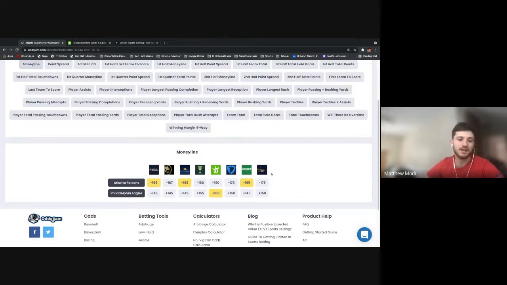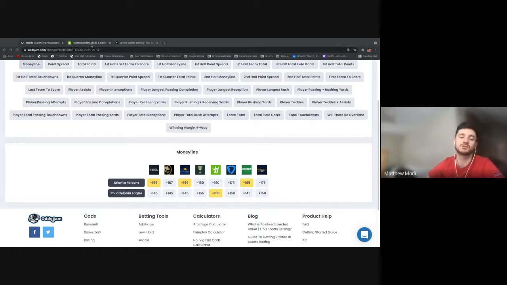So now to the four picks, and I'll give you a little bit of background about how I decide which ones I'm going to pick. So for the lock, the rule that we have is the odds have to be better than minus 200.